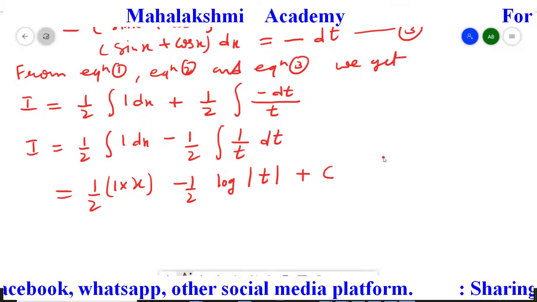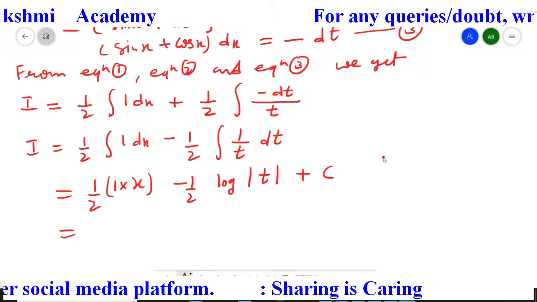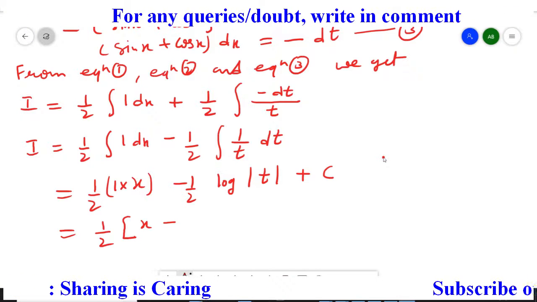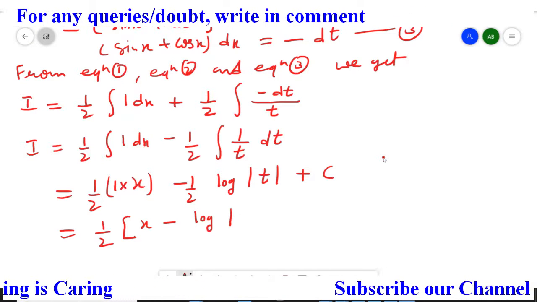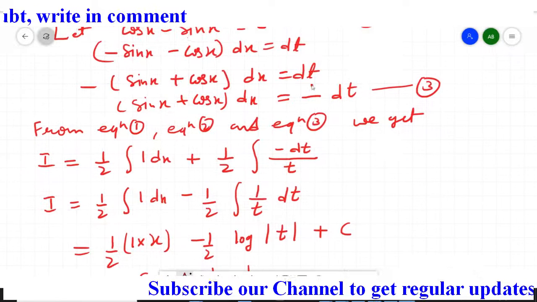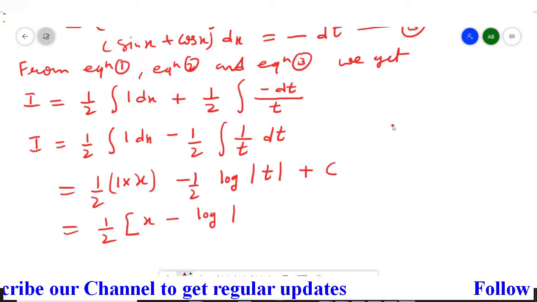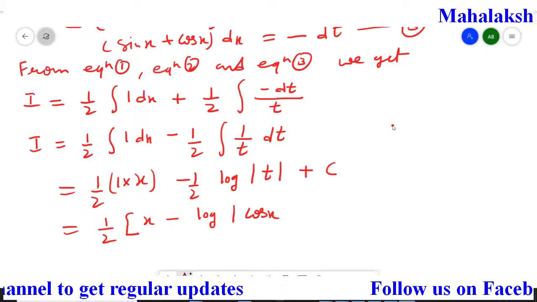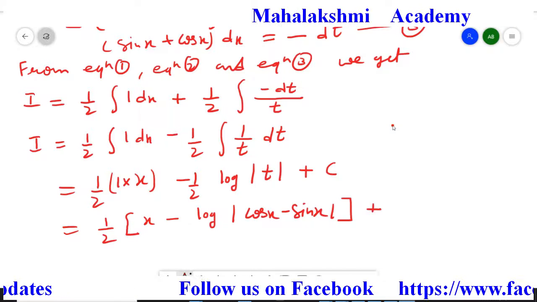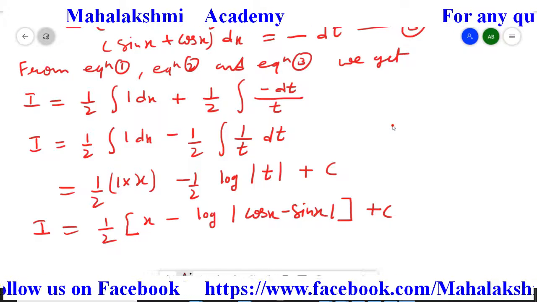Now we have to replace t again. You can see that half is common, so take half common. So we are remaining with only x here and minus log mod t. T what we had assumed, I have to check that first. T I assumed as cos x minus sin x. So I am to replace it by big bracket cos x minus sin x mod, then bracket close, plus c. So this is the answer for this question number 10 first part. I hope it's clear to you.